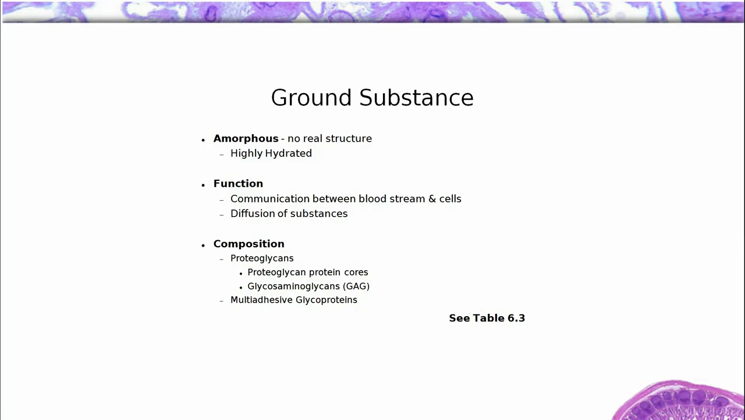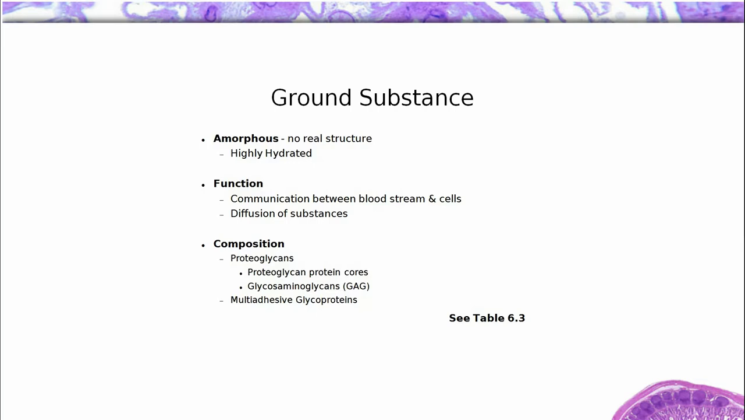And this is why we have this hydration. This allows for easy diffusion of substances across. Also, any communication, any kind of signaling molecules can easily pass across this as well. So it allows for communication between cells. This will become very important when we talk about cartilage and bone next week. So keep that in mind.